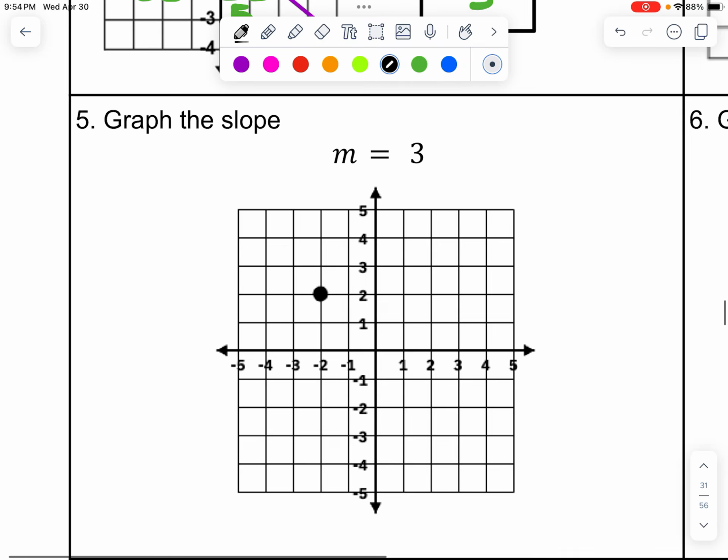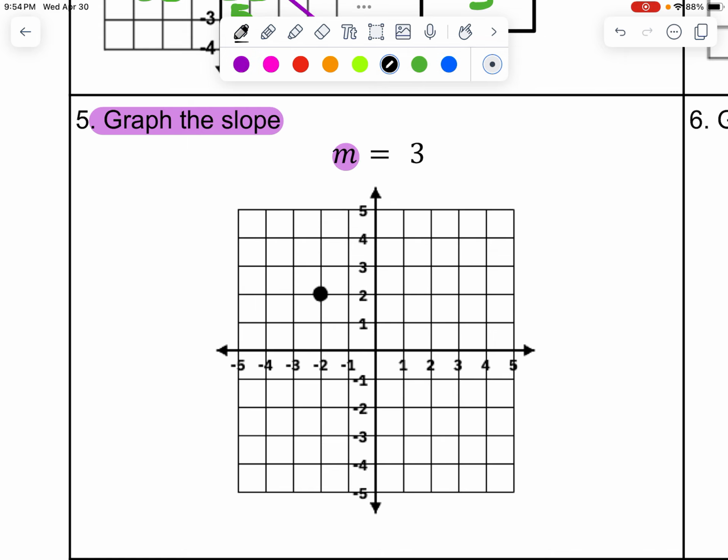Now, let's practice graphing a slope. Sometimes I'm going to give you a slope, and I'm going to say, please graph the slope. So put some more points on this graph by following this slope pattern. Now remember, m is always the letter for slope, and slope should always be a fraction.